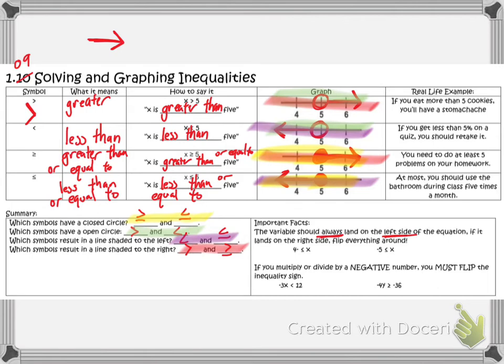So if your variable ends on the right side, like for example, I have 4 is less than or equal to x. I'm going to go ahead and flip everything. And this will be x, and then I have to flip the sign to greater than or equal to 4. The other example I have, -5 is less than or equal to x. So I'm going to go ahead and flip both places. I have x and -5. And I'm going to go ahead and flip the inequality sign. Now it's going to point the other way. Just like this.